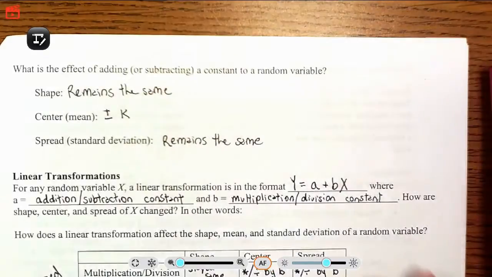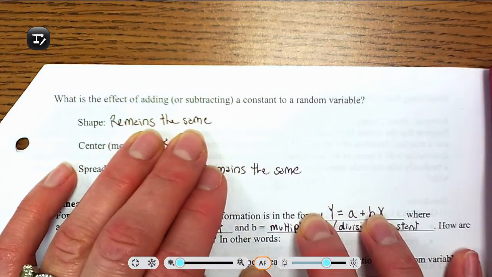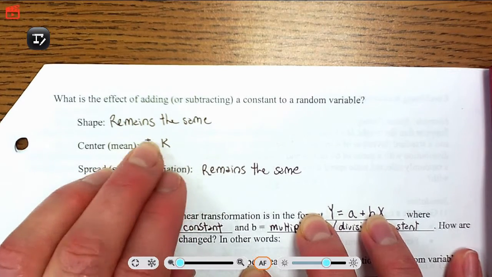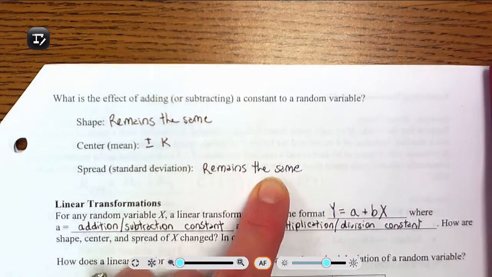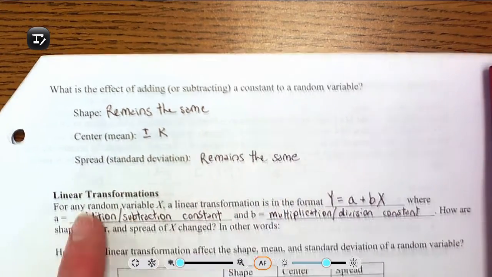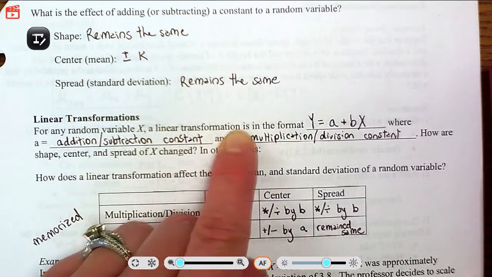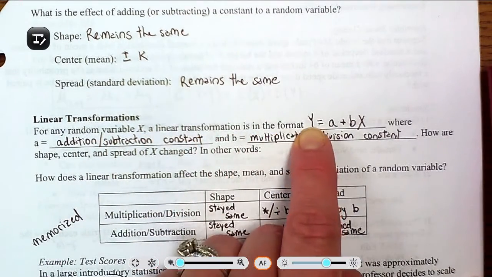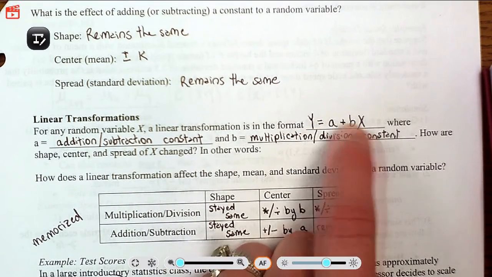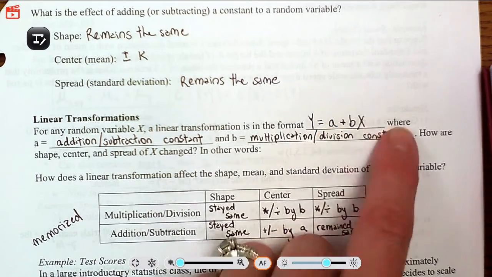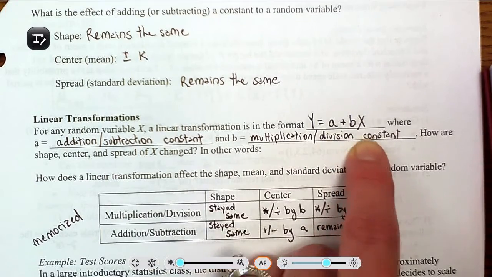Okay. What is the effect of adding or subtracting a constant to a variable? The shape remains the same. The center is added or subtracted by that constant. The spread remains the same. Okay, so linear transformations. For any random variable x, a linear transformation is in the form y, our new variable, equals a multiplier or a divider and an adder or a subtractor, where a is an addition or subtraction constant and b is a multiplication or division constant.